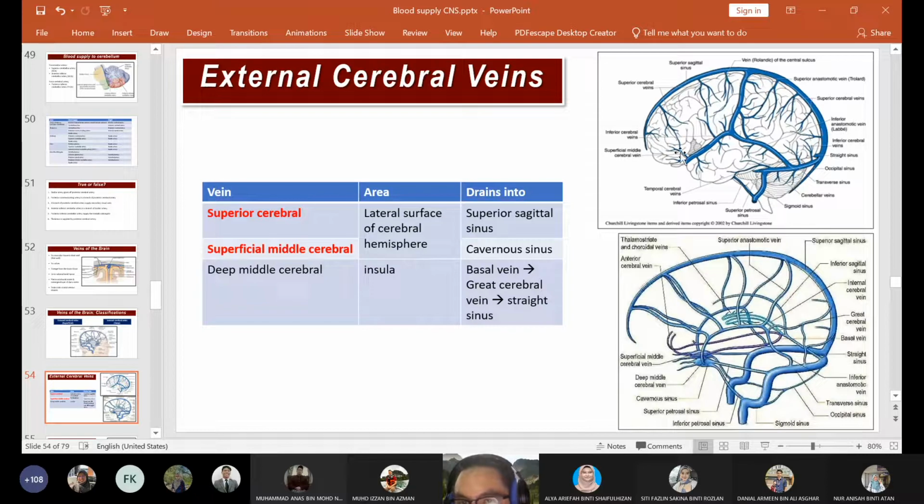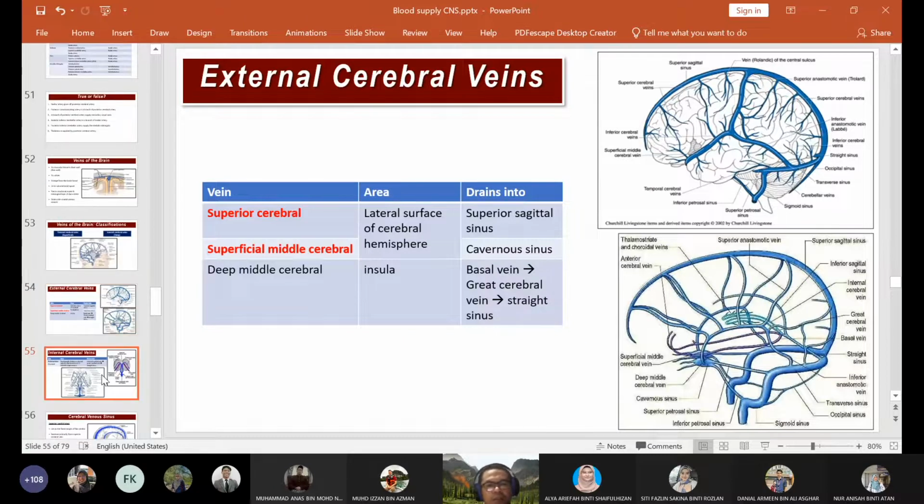And then here is your superficial middle cerebral vein. And then dia akan, this is your cavernous sinus. Okay. So superficial middle cerebral vein akan drain into the cavernous sinus. Susah sikit tapi saya akan cuba mudahkan ni, mana yang mudah.